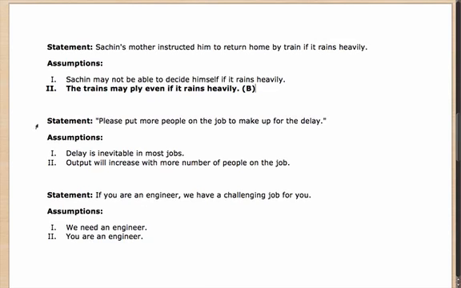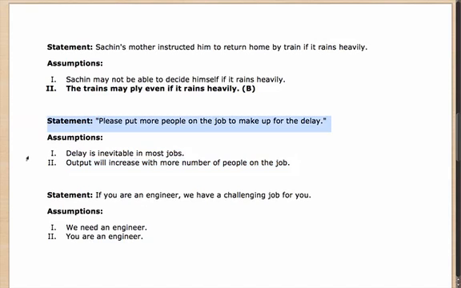Please put more people on the job to make up for the delay. First assumption is delay is inevitable in most jobs. Second assumption is output will increase with more number of people on the job. Once again, we do not know about the nature of the job, and it is not necessary that all jobs get delayed. So first one is an invalid assumption, whereas the second one, that is implicit. Well, only then the statement even makes sense.